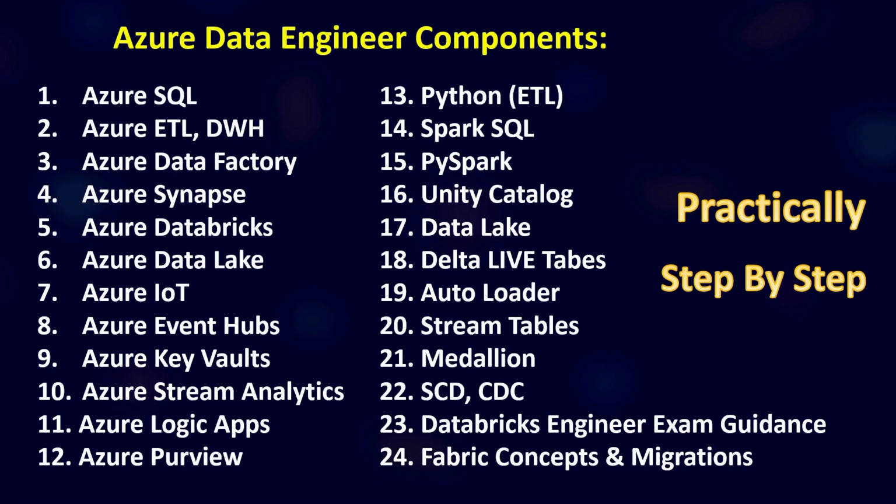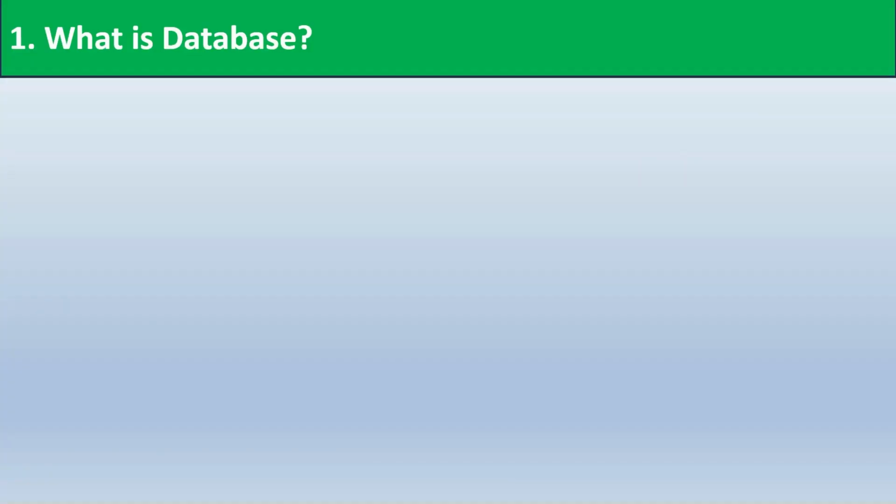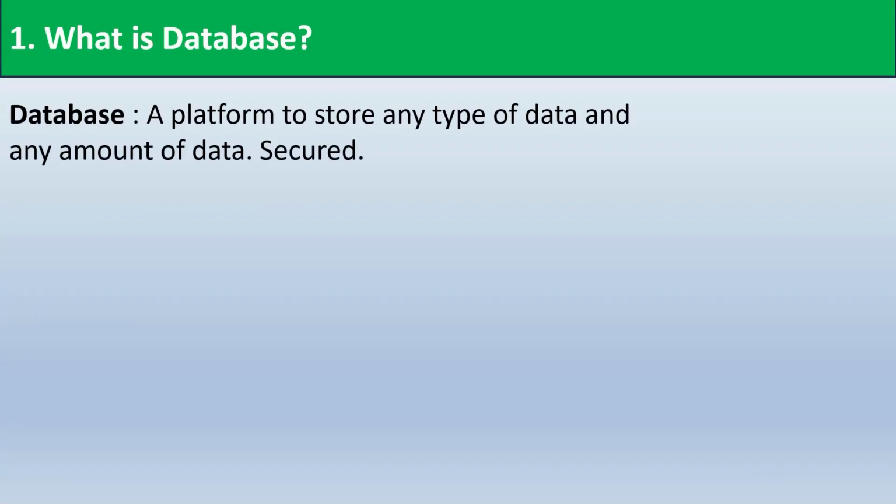So before going into the components, we'll discuss what is a database. A database is a platform where you can store any type of data and any amount of data, secured and structured. Here you can store images, QR codes, audio files, links, any type of data, whether it is character values or integer values. Coming to any amount of data, there is no limit to store data. You can store an unlimited amount of data depending upon your space.